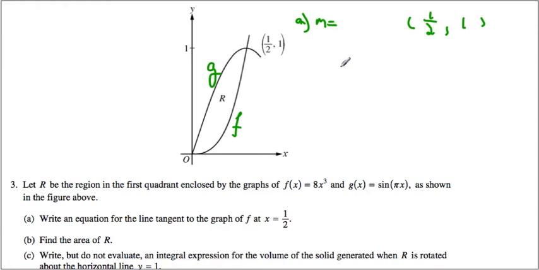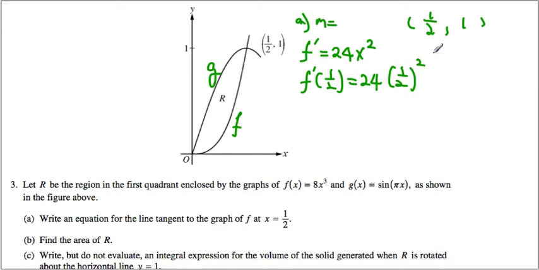How would you be able to find the slope? Since we are looking for the tangent to f, the slope can be found by f prime. You see f prime at this point is equal to 24x squared by the power rule. Then, with 1/2 in place of x, we have 24 times 1/2 squared. 1/2 squared is 1/4, and it cancels out to give us 6. So 6 will be our slope.